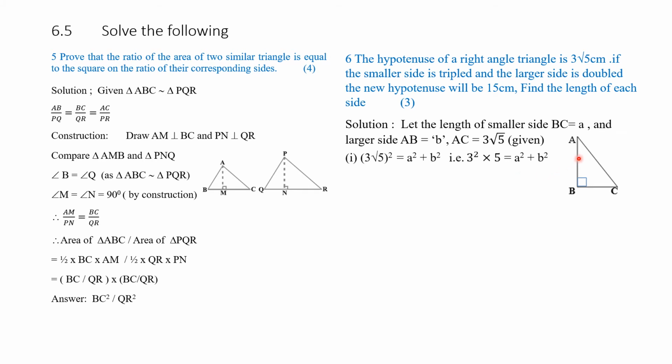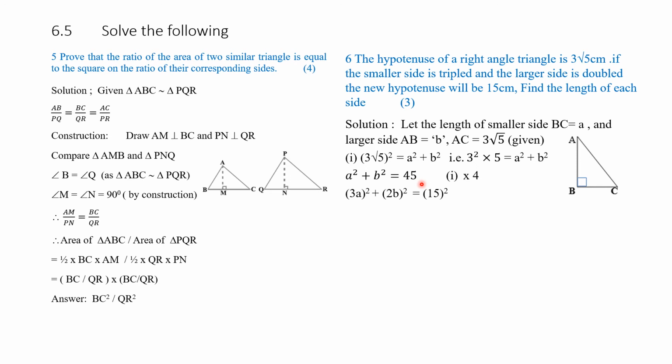Therefore, by applying the Pythagoras theorem, hypotenuse square is equal to the sum of the squares of the other two sides. Therefore, (3 root 5) square is equal to a square plus b square. That is 3 square into 5, equals a square plus b square. 3 into 3 is 9, 9 into 5 is 45. Therefore, a square plus b square is equal to 45. Let this be equation 1.